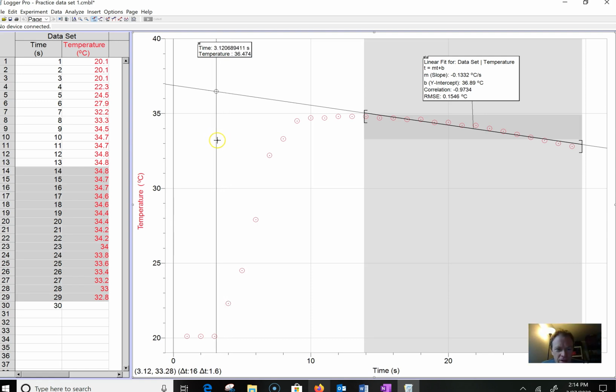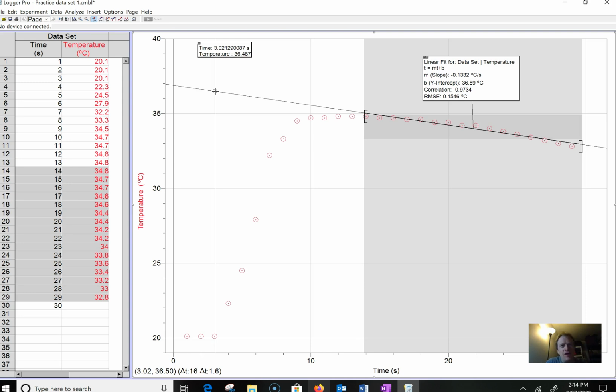So notice if I put the cursor right here, right up above the little square box, it says a time and a temperature. It is telling me the X and Y values right where my little cross-shaped cursor is. And so at that point on the line, we have a time of just over 3 seconds and a temperature of 36.48. So what we're assuming is basically the heat energy has been lost at a linear rate. We're using this best fit line to go back in time to when the reaction started, as if there had been no heat loss.